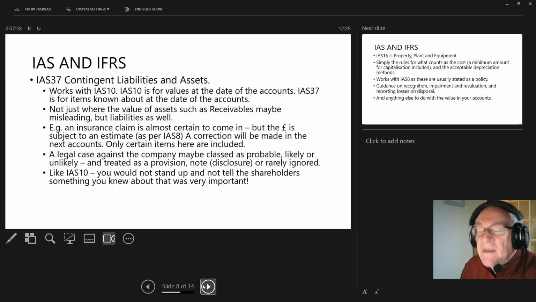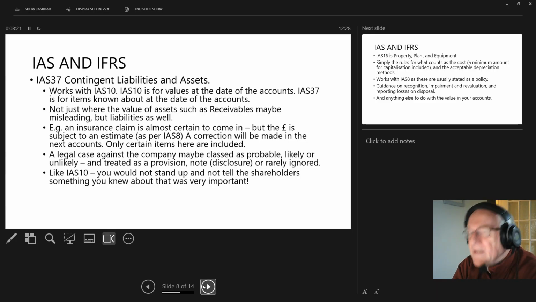So the one it's similar to as a pair, this is again, it's the values at the date of the accounts. It's the ones that we knew something was about, but we couldn't necessarily put a number on. So again, IAS 8 matters because it's an estimate. Again, our receivables, an asset value. We don't want it to be misleading, but liabilities as well. In fact, we treat liabilities more seriously than we do assets. We don't count our chickens until they hatch.